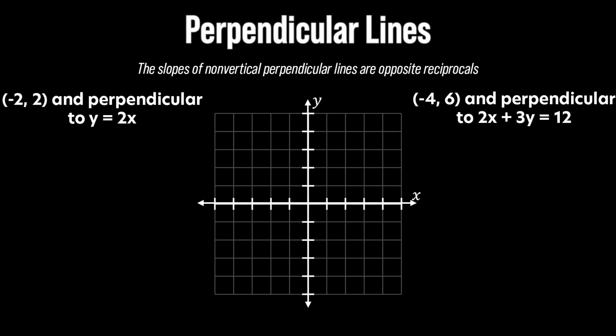Today we're going to learn about perpendicular lines. The slopes of non-vertical perpendicular lines are opposite reciprocals. What is an opposite reciprocal?